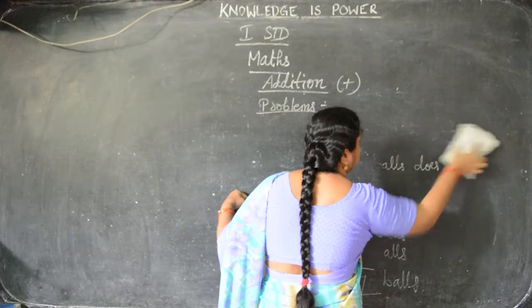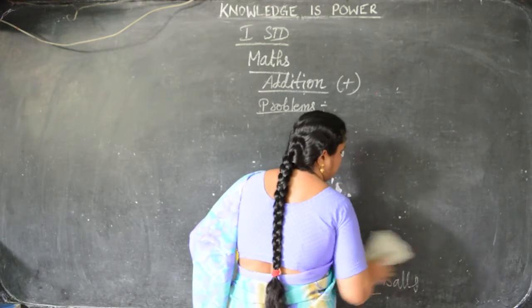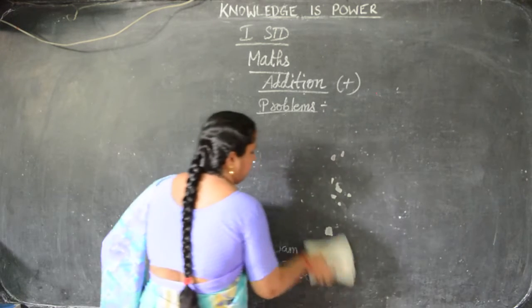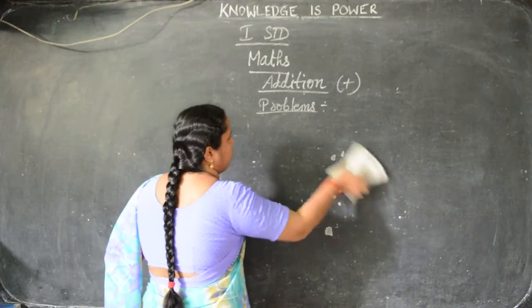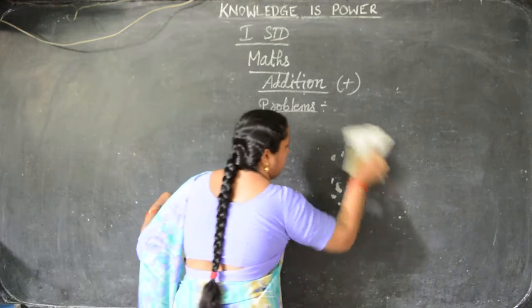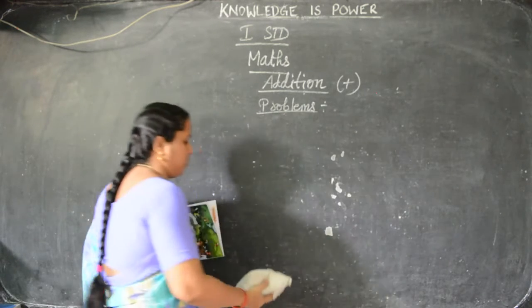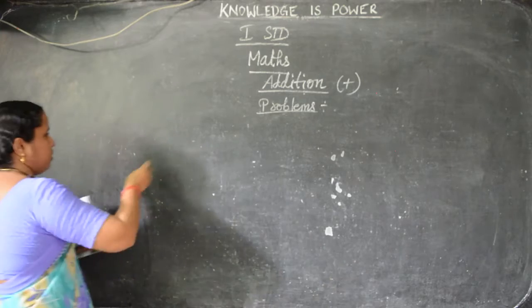This problem sum we saw in the previous class itself. Now to revise for you. Have you remembered that, children? And the second one.